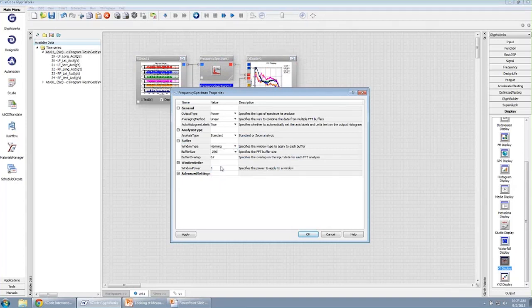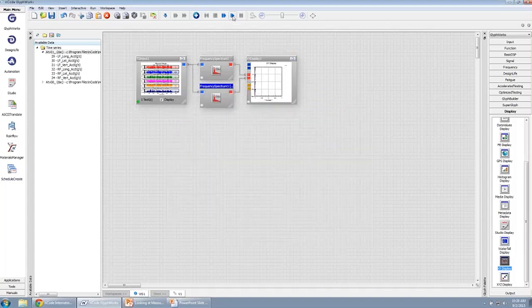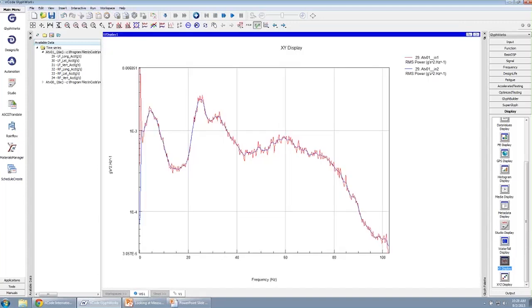And in this second glyph, I'm going to change my buffer size. So let's change that to something like 256 points. We will rerun the process, and now what we can see overlaid on top is the very first channel in red with the higher number of points in the buffer, and then in blue, the one with the lower number of points in the buffer.